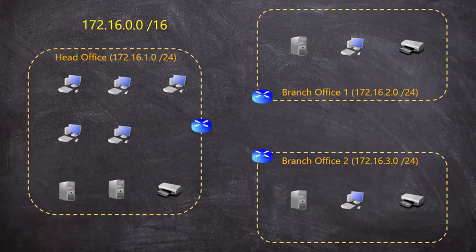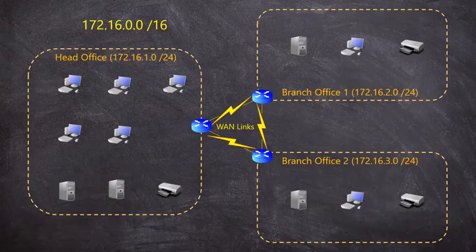But we also have links between our offices. These are also a kind of network. They may be very small though, with only a router at each end. No printers, workstations, or anything like that. If these networks are all /24s, we're wasting over 200 IP addresses per link.